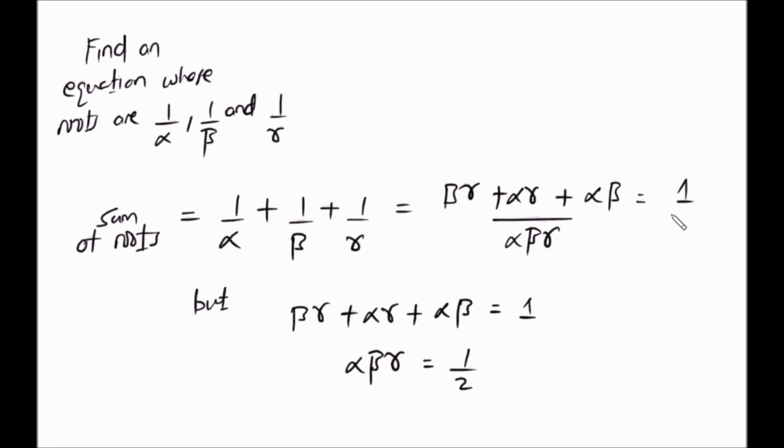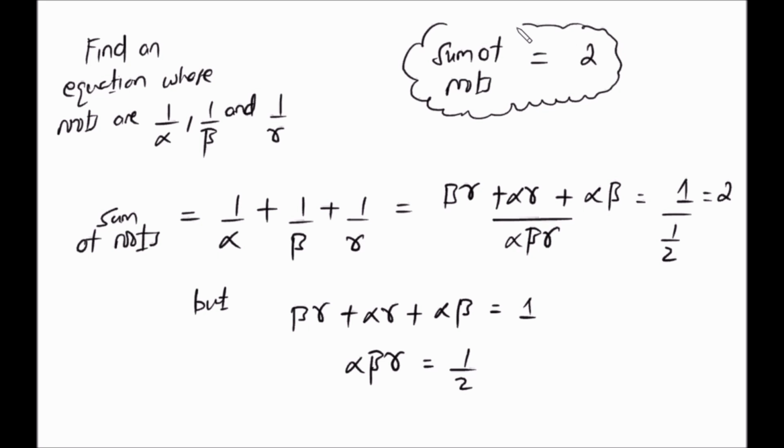Tulisema ni half. Kwa huku chini ni nini? 1/2. So 1 over 1/2 ni nini? Ni 2. Kwa hiyo sasa niandike kwa hapa sum of roots ni sawa na nini? Sawa na 2. Kwa hiyo tumepata nini hapo? Sum of roots. Kwa hiyo hiyo ndo sum of roots 2. Now let us find the product sum.